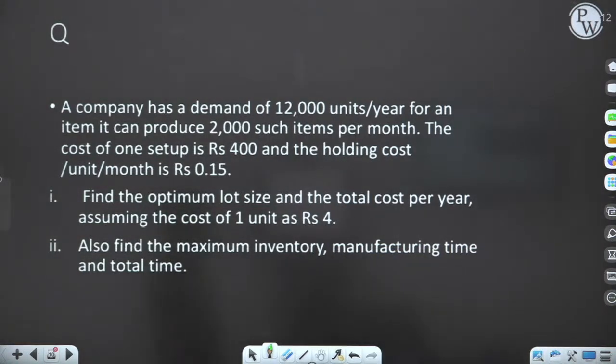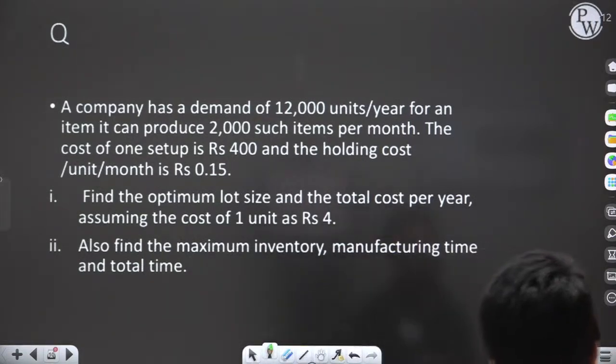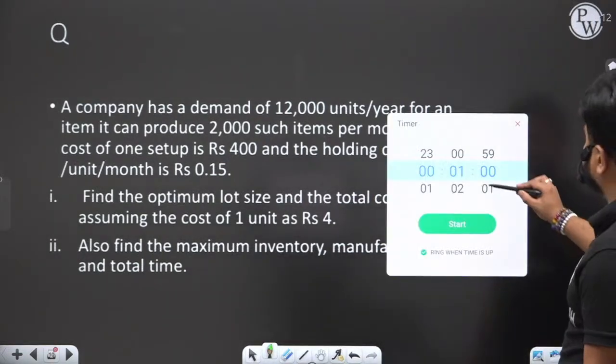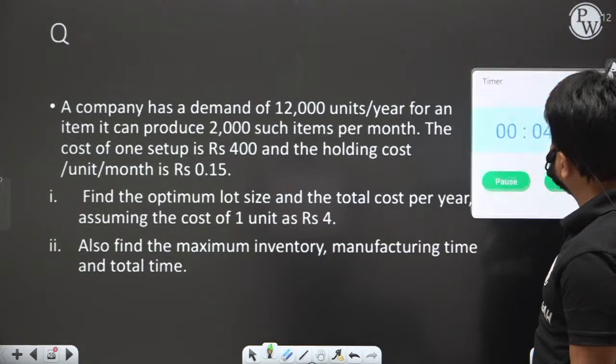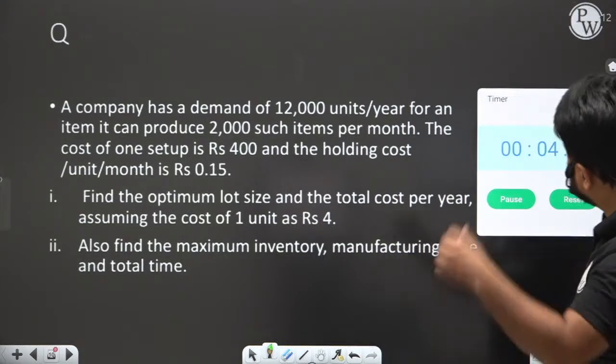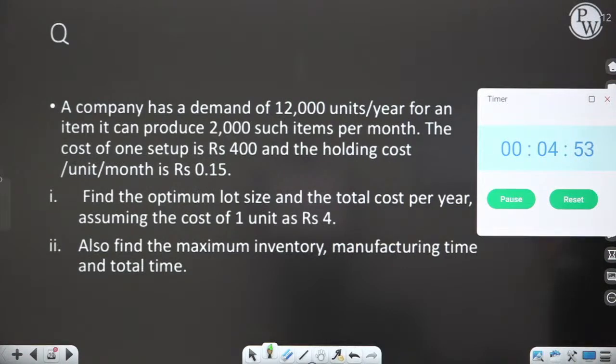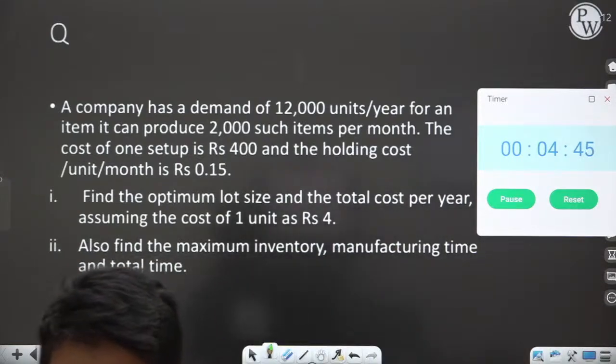Yes, this question is based on economic production quantity. Let's see who is going to solve this question. Here I am going to provide you the time. How much time do you need? I think 5 minutes is sufficient. Your time starts now.